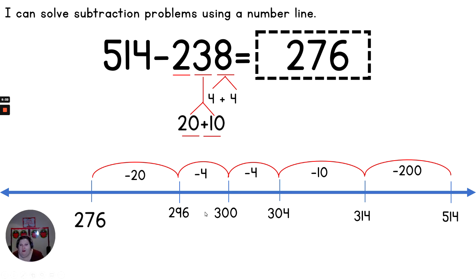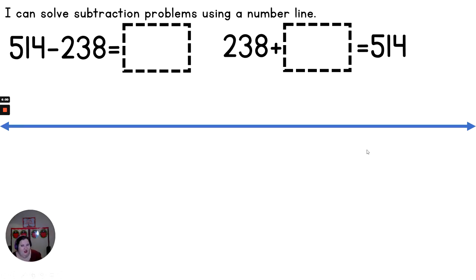So remember, mathematicians, that was only one way. There is another way you could have done this. I could have taken away 20 from 300. That would have gotten me to 280. And from there, I could have taken away 4 more and got to 276. It really doesn't matter how you did it as long as it was simple and easy for you to do. But now let's look at it a little differently.